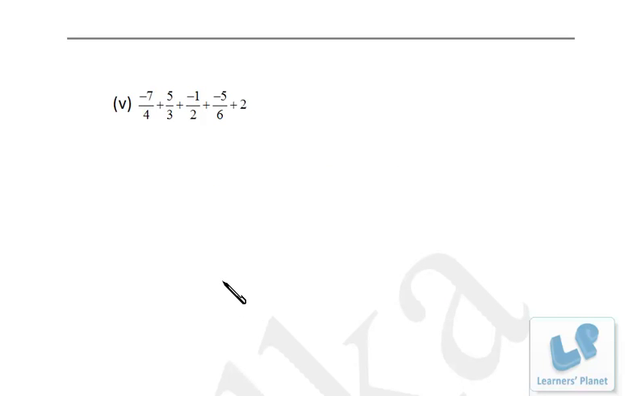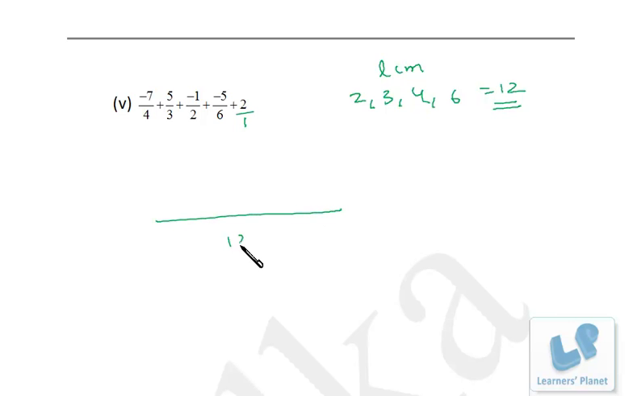So friends, before we proceed further with multiplication of rational numbers, let's have a quick recap of the concept that we have discussed in the previous session. Let's do this problem. Here it's 4, 3, 2, 6. What's the first step? First of all, you need to take the LCM of 2, 3, 4, 6, and this is 12. Okay, so just take 12 in the denominator.